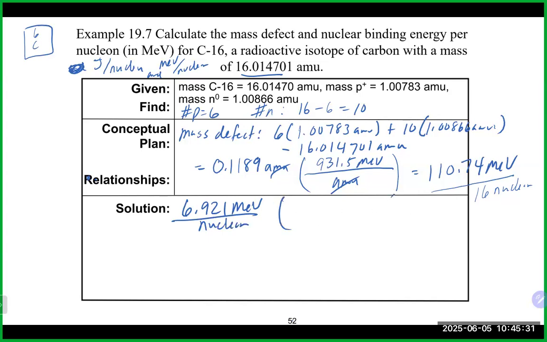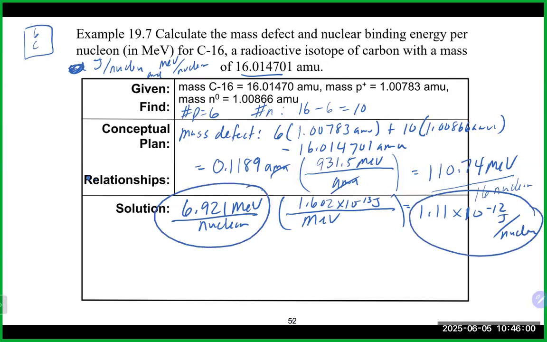And since we want both of them there, we can also just use our conversion there, joules to mega electron volts. So a mega electron volt is 1.602 times 10 to the minus 13 joules. And that will give us our other unit if we wanted, which would give us something like 1.11 times 10 to the minus 12 joules per nucleon in this case, right? Any questions on that one there? So again, you can see you can kind of bypass Einstein's equation and use those conversions to get you there as well.